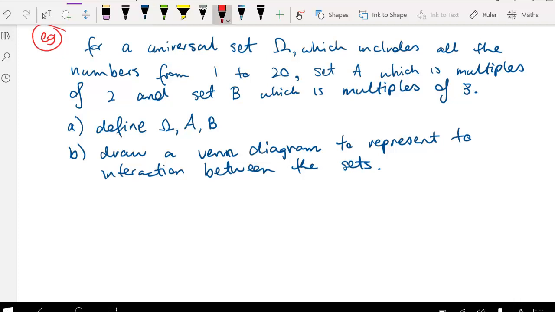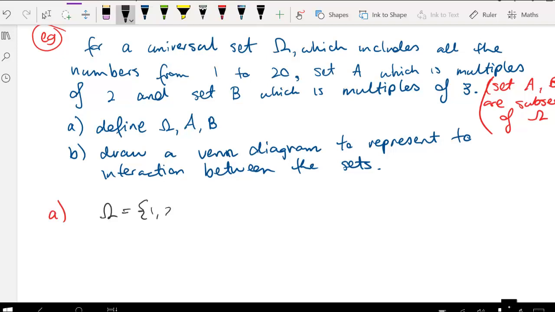I should have said here that set A and B are subsets of omega. Now that's pretty important. That means that they can only include the numbers up to 20. Okay, so starting with omega. Omega is pretty straightforward. Omega is a set that includes 1, 2, and all the values up to 20.